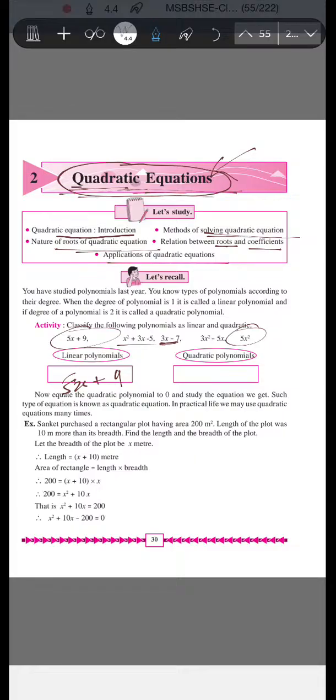So, quadratic equation. What is a quadratic equation? Simply, it's a kind of polynomial, and in a polynomial, if the highest degree of any variable is 2, then it's called a quadratic equation. And today here we are going to discuss the same thing.